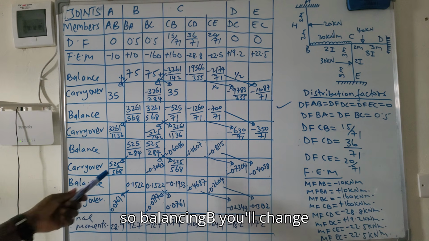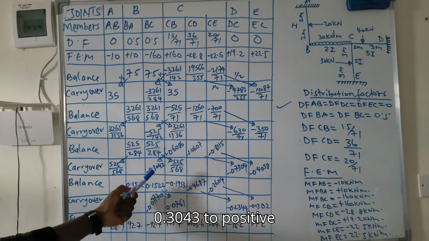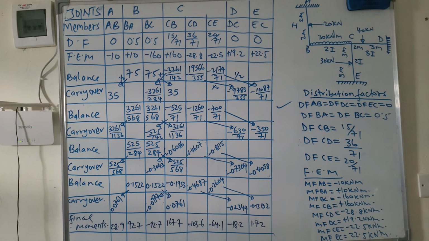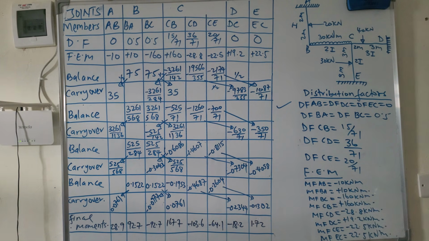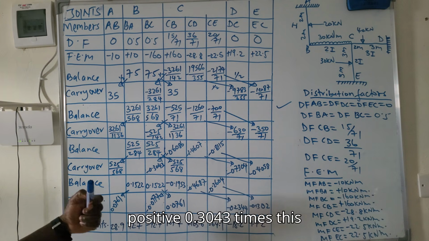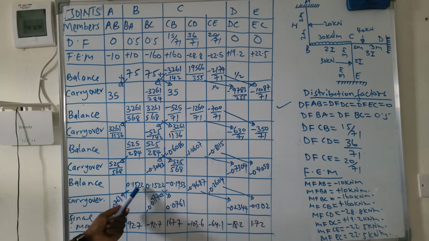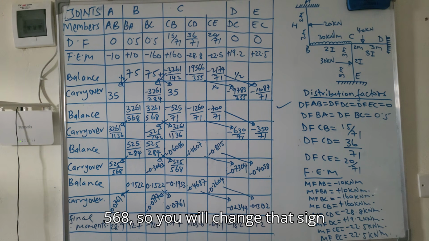So balancing B, you'll change this sign from negative 0.3043 to positive 0.3043 times each of these distribution factors. So positive 0.3043 times this, again positive 0.3043 times this. These are your values. Again, you come to this one, you have positive 525 over 568.